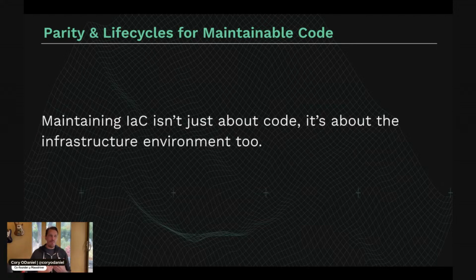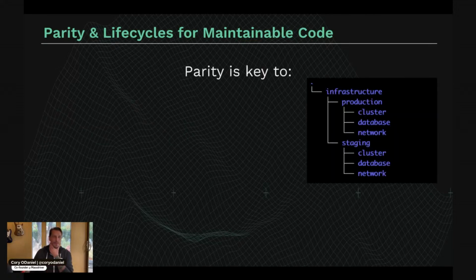So one of the other key things in writing maintainable code is getting parity and life cycles right. And again, maintaining the IaC isn't just about the code, it's about the infrastructure environment too. So parity is key to testing changes, being able to see something in a non-production environment for a change you're going to make. I'm going to upgrade a Kubernetes version. I'm going to add some additional subnets and see what happens, right?